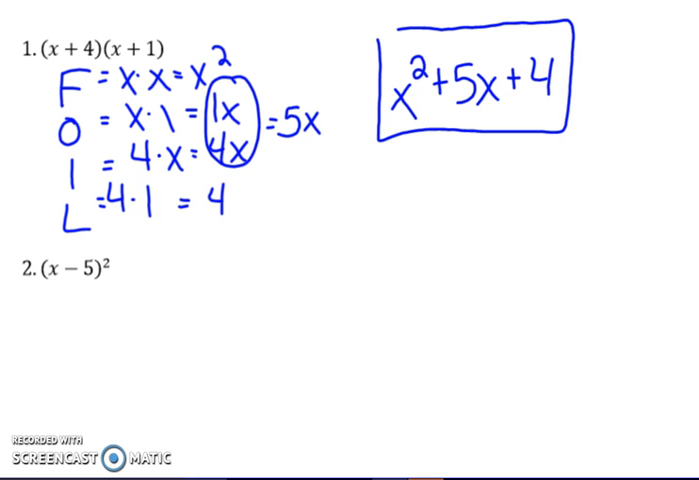Now, for something like number 2, you need to be careful when it is written in this format. If it is x minus 5 squared, if we remember back to the very beginning of exponents, if it's squared, that means we need it 2 times. So I'm going to rewrite it x minus 5 and x minus 5. Well, now that I have two binomials, now I can use FOIL.